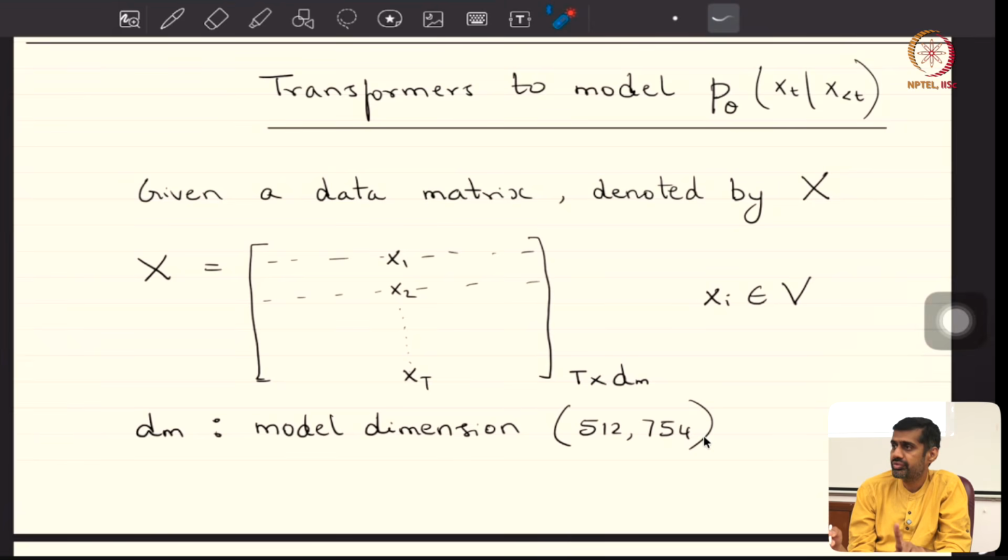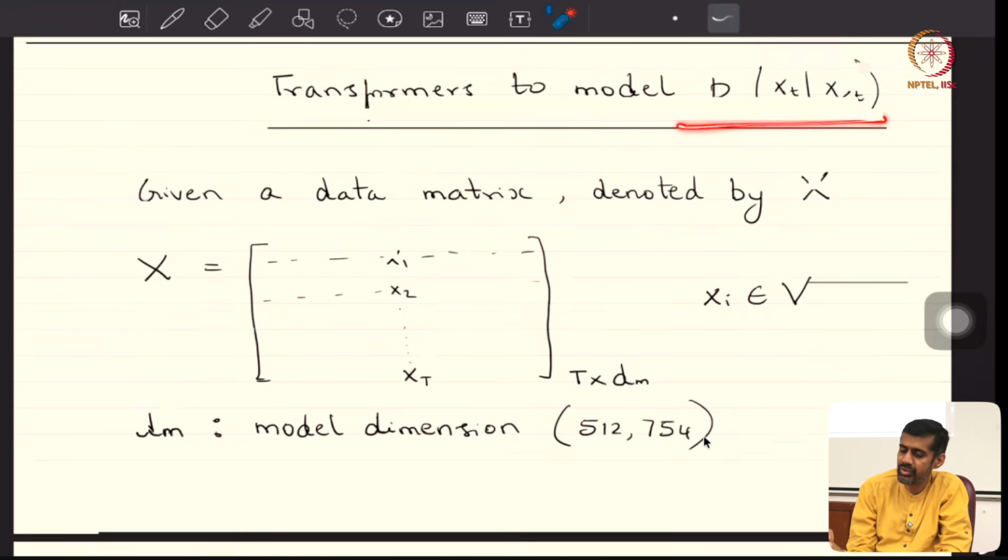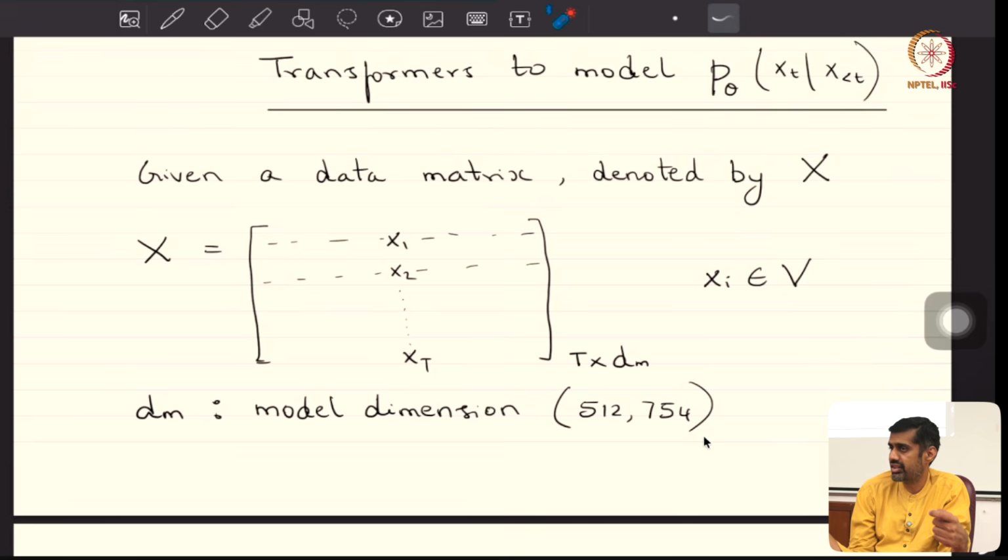Any other question? Okay. Now, we will have to see how to use transformers to model this p theta of x t given x less than t, right. So, as I said, given a data matrix denoted by capital X. So, what is this data matrix? Arrange all of these tokens in a matrix. So, you have capital T number of them and each of them has dimension d or d m.